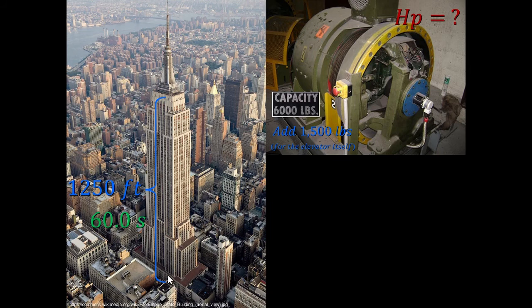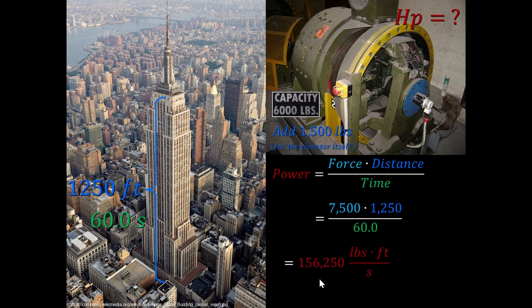So let's say that we're going to design an elevator to lift up the Empire State Building and do it in 60 seconds. So we want the elevator capacity to be 6,000 pounds. The elevator itself is 1,500 pounds. So we've got to be able to lift 7,500 pounds, 1,250 feet in a time of 60 seconds. So what size of motor do we need to do that? Well, this is the force, that's the distance, that's the time. So we need 156,000, and be careful, that's not horsepower. 156,000 foot-pounds per second is what we need, but 550 foot-pounds per second is what a horsepower is. So we're going to cancel those units and we get about 284 horsepower.